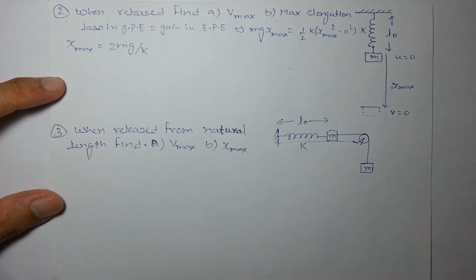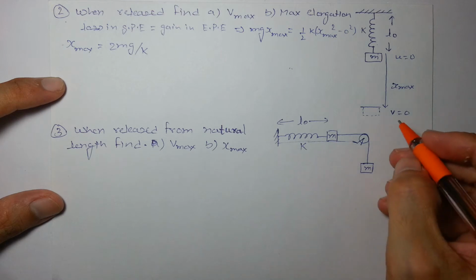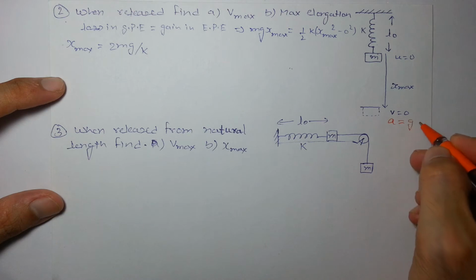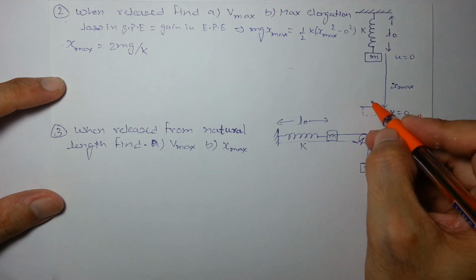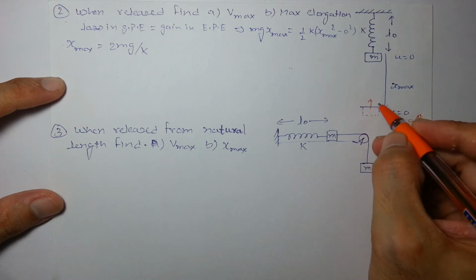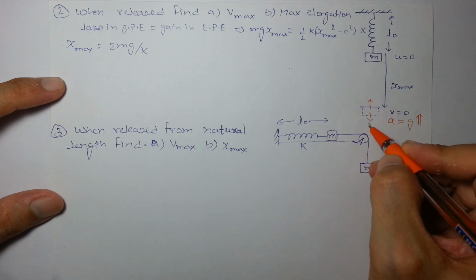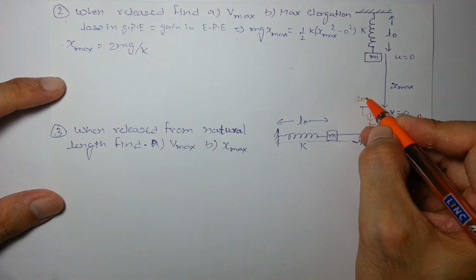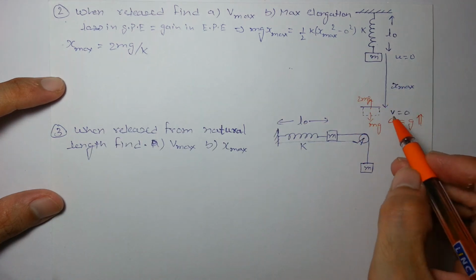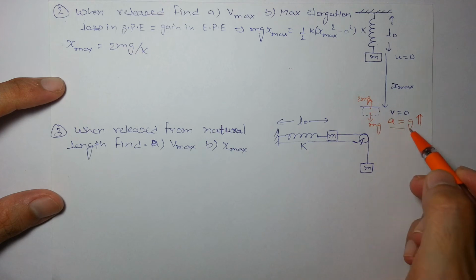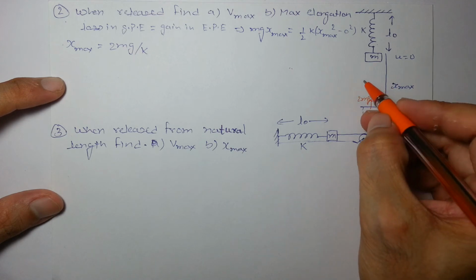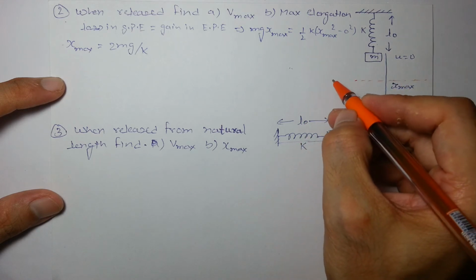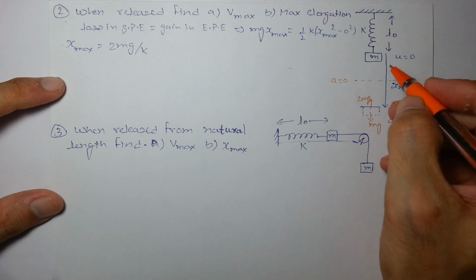It is very interesting to find that at this point acceleration is not 0. In fact, acceleration is g upward, because the force acting at this point will be kx and mg. Kx will be how much? 2 mg. So the net upward force will be mg, and it will provide you an acceleration g. The position of equilibrium will be at exactly mid. Acceleration is 0 at this point.